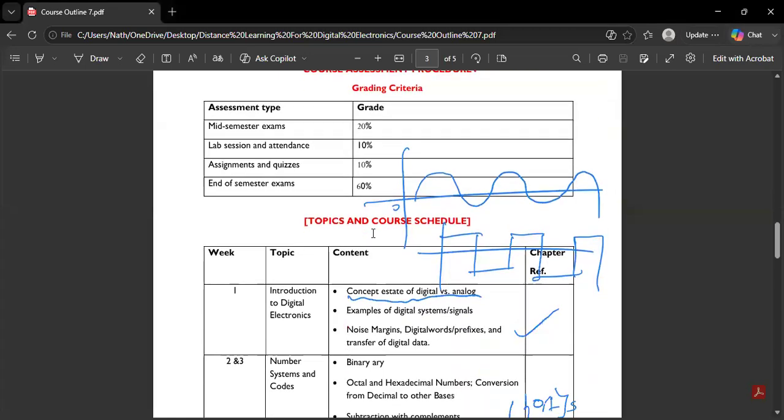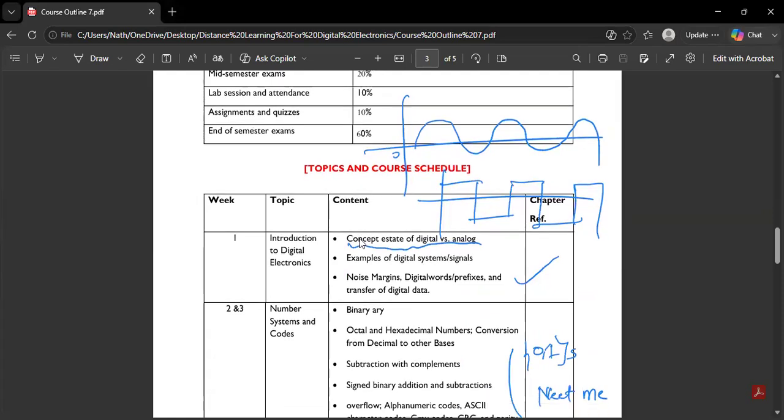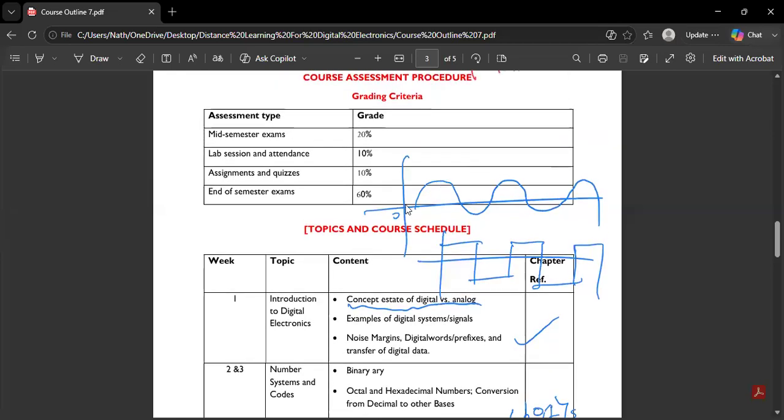And this is now our topic and course schedule. Week one will be a topic of introduction to digital electronics. The content is to understand the difference between digital systems and analog systems, and what goes into the digital system.